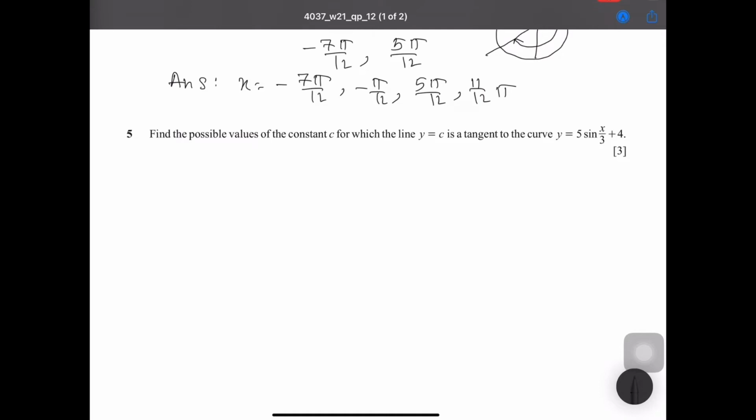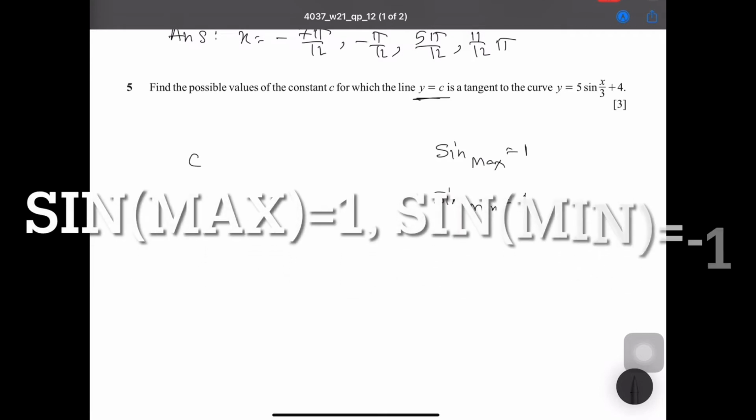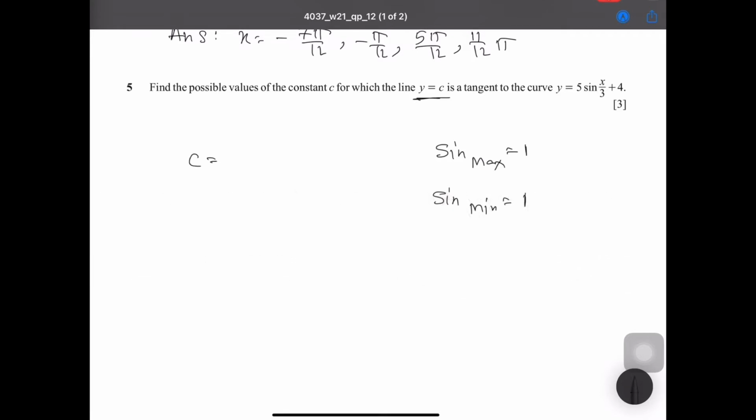Find the possible values of constant c for which y equals c is tangent to the curve. So c will be, if sin x by 3 is 1, 5 into 1 plus 4, that is 9. And another one will be if sin x equals minus 1, minus 5 plus 4, that means it will be minus 1. So c is 9 and c is minus 1.